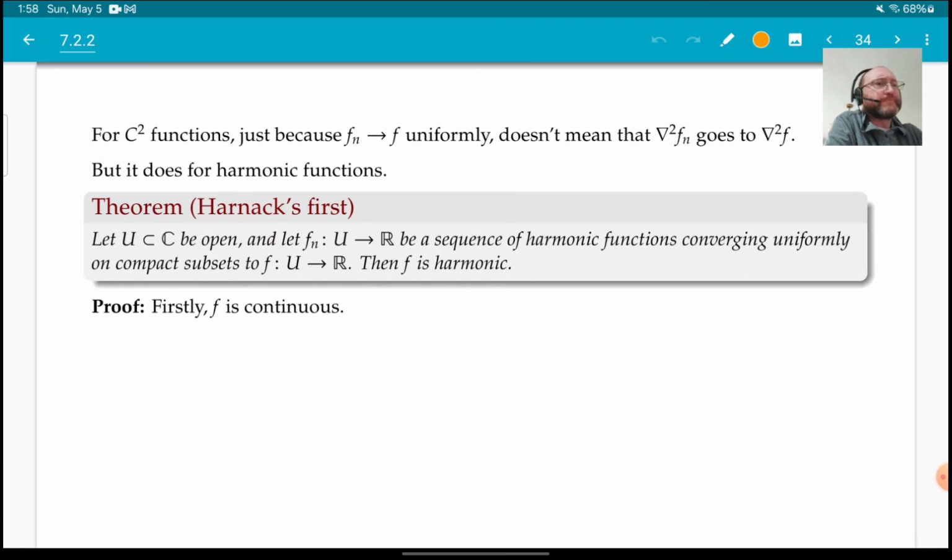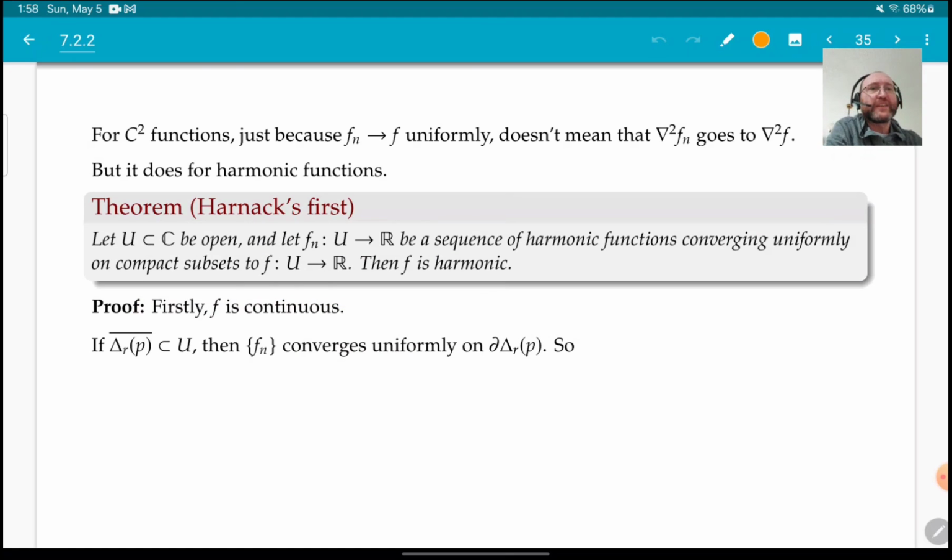So firstly, if we have uniform convergence on compact subsets, we get that f is automatically continuous. So therefore, we can apply the mean value property. Suppose that we take a little circle, a little disk that's all the way inside U.